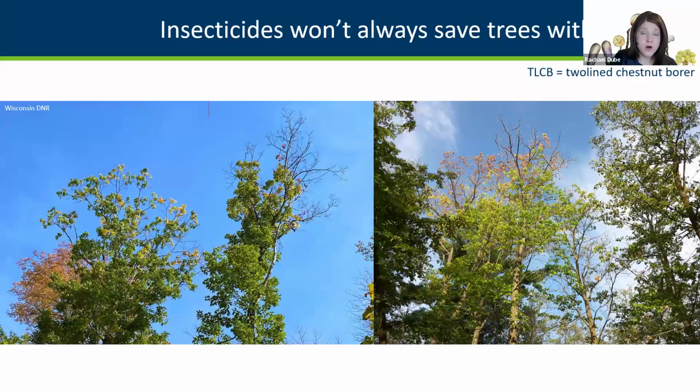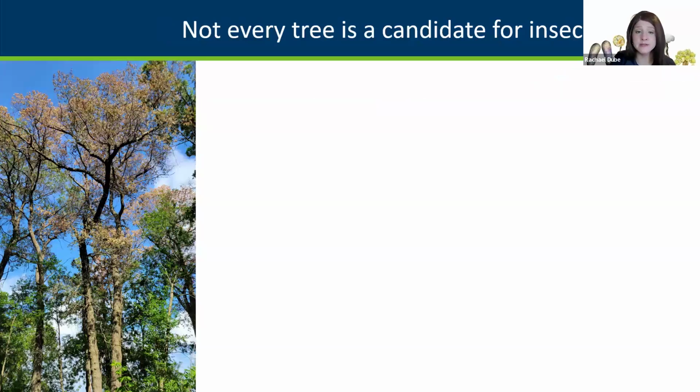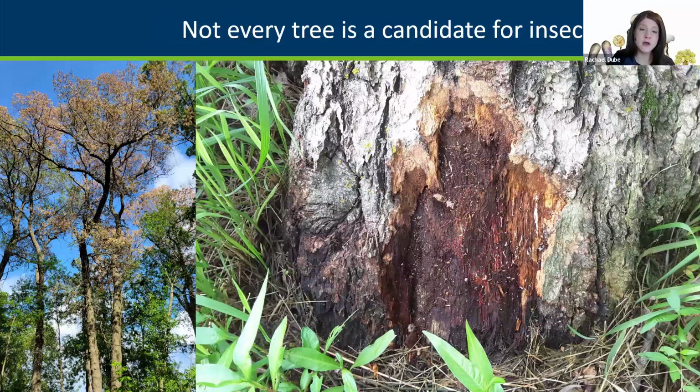While the insecticides can kill two-lined chestnut borer, it will do absolutely nothing against this Armillaria root disease that is likely to be in this tree at the same time, nor will it do anything to address what is causing stress to the tree and allowing two-lined chestnut borer to overwhelm the tree's defenses. So something to keep in mind, it's not always the best idea for every situation.